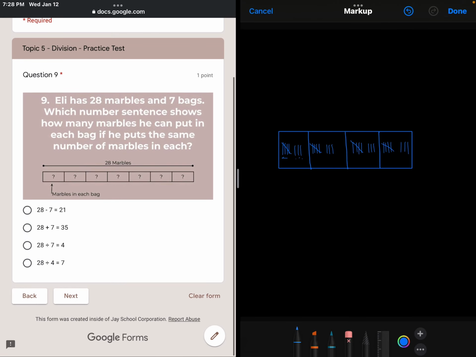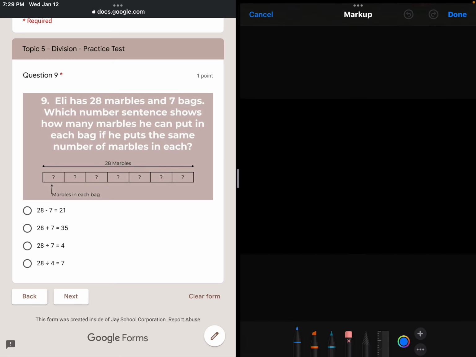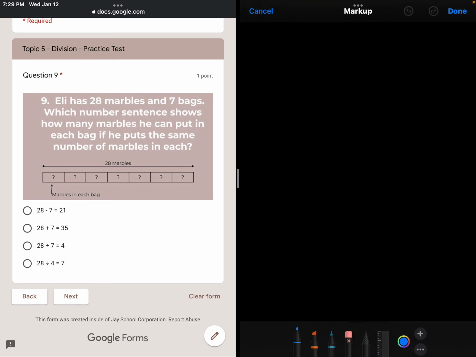Almost done. Eli has 28 marbles and 7 bags. Which number sentence shows how many marbles he can put in each bag if he puts the same number of marbles in each bag? Okay, so he has 28 marbles and he has 7 bags. So it drew, you can see that down there, 7 bags, 1, 2, 3, 4, 5, 6, 7, if you're counting those boxes. And there's a total of 28 marbles. So I can take those 28 marbles and split them between each bag. If I would do that, let me do it for you.